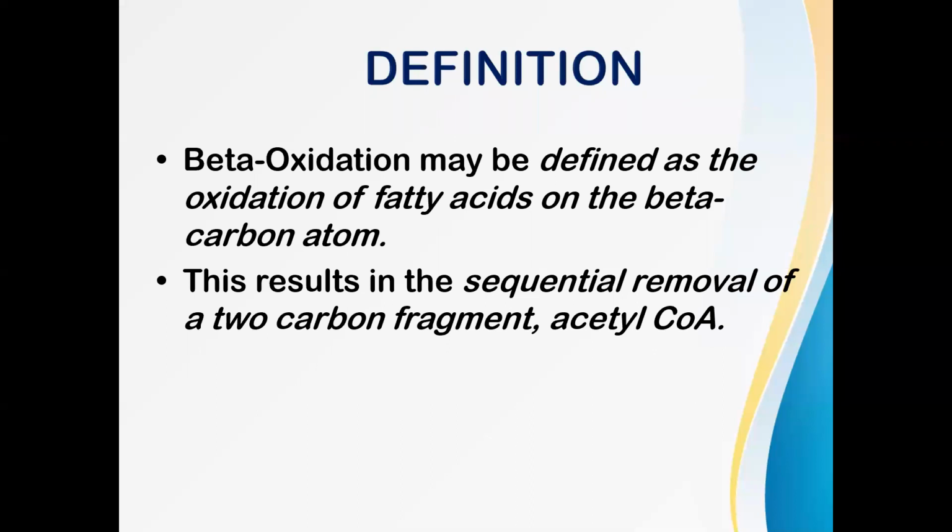What happens with this beta oxidation? There is a sequential removal of two carbon atom fragment, acetyl-CoA. After one complete cycle of beta oxidation, there will be removal of one fragment of acetyl-CoA from the fatty acid that is undergoing beta oxidation.